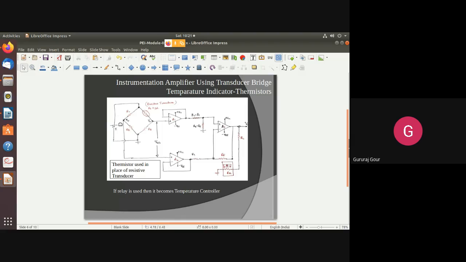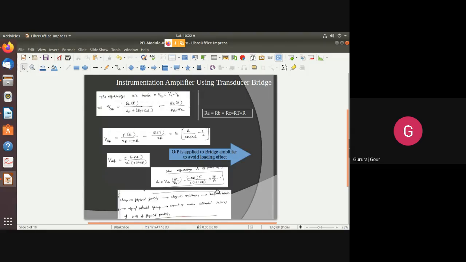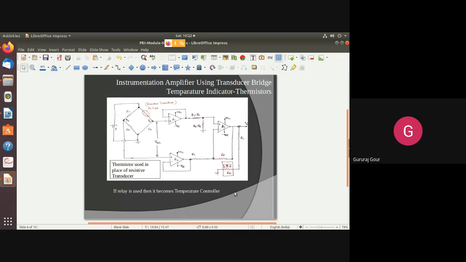That is going to affect the amount of current flowing in this loop, which is going to affect the variation in the voltage across RA. Hence, we are getting VA not equal to VB. That is the whole explanation we can repeat up to this point, in terms of how the meter is going to deflect, which is calibrated in degrees centigrade or Fahrenheit, from the differential output. So this is how we have to explain in detail the instrumentation amplifier using thermistors.